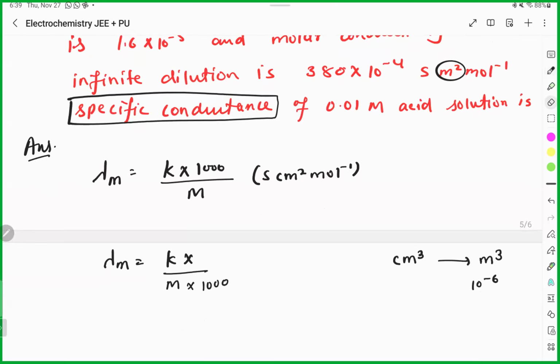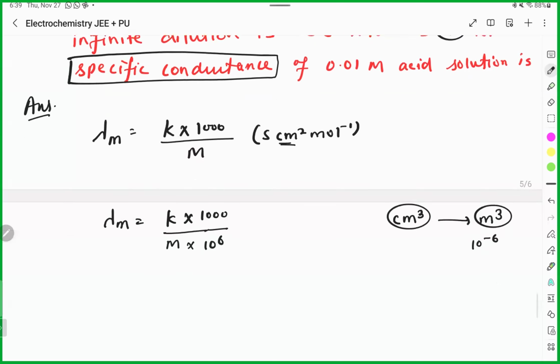Okay. And to make it even better, you write the normal formula, 1000. But because instead of centimeter, it is given in meter, you will take this. Understood? Because in volume, instead of centimeter cube, you are using meter cube. Any doubt, guys? No, sir.